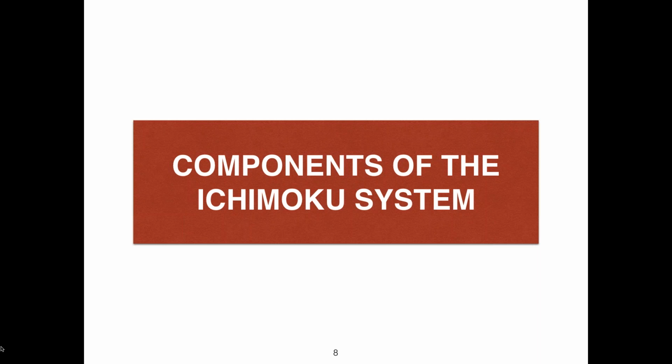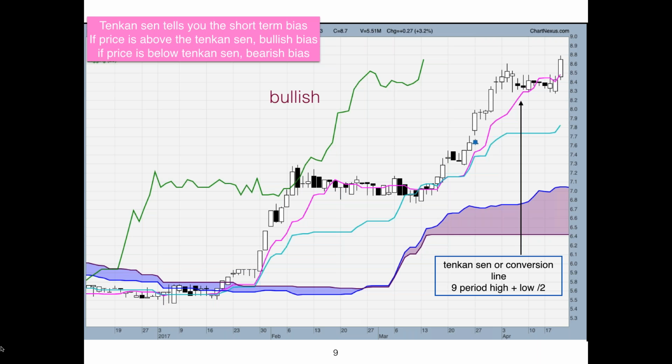Now let's review the 6 components of Ichimoku. The Tenkan-sen is the pink line. It is also known as the conversion line or the turning line. It tells you the short-term bias of the market. So if price is above the Tenkan-sen, it is bullish and has strong momentum. If price is below the Tenkan-sen, the short-term bias is bearish.